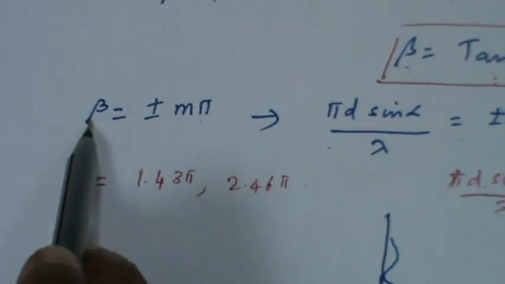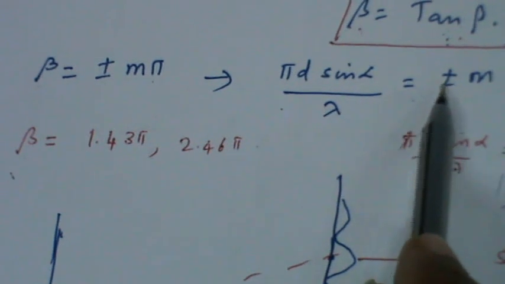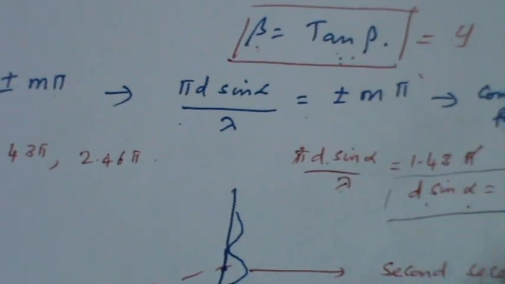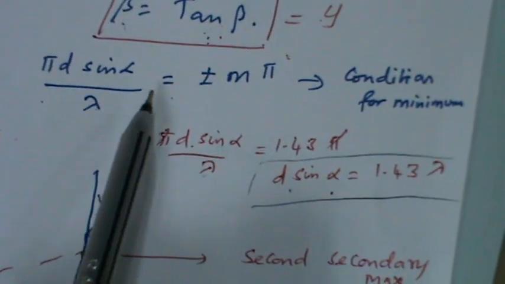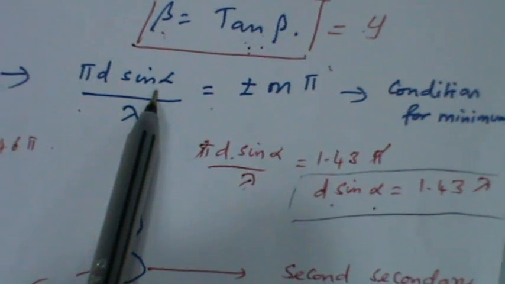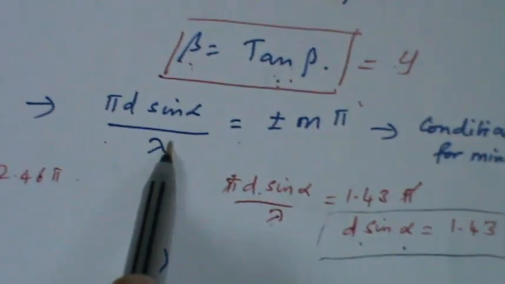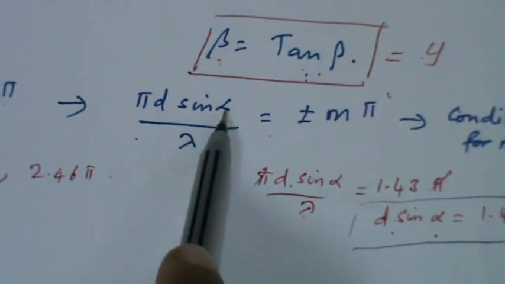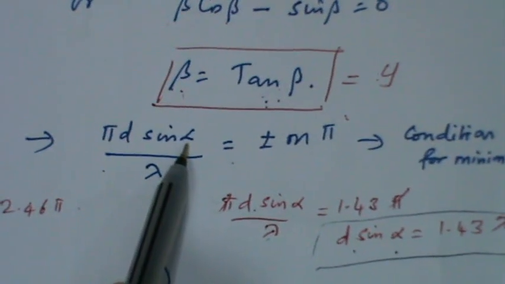So we know that what is beta? Beta equal to pi d sine alpha by lambda, that is equal to plus or minus m pi. From this it is possible to find out what exactly is the value of sine alpha. Where d is the slit width, lambda is the wavelength of light used, and alpha is the angle of deviation corresponding to, if I take m equal to 1, it will be alpha 1, that corresponds to first minimum.